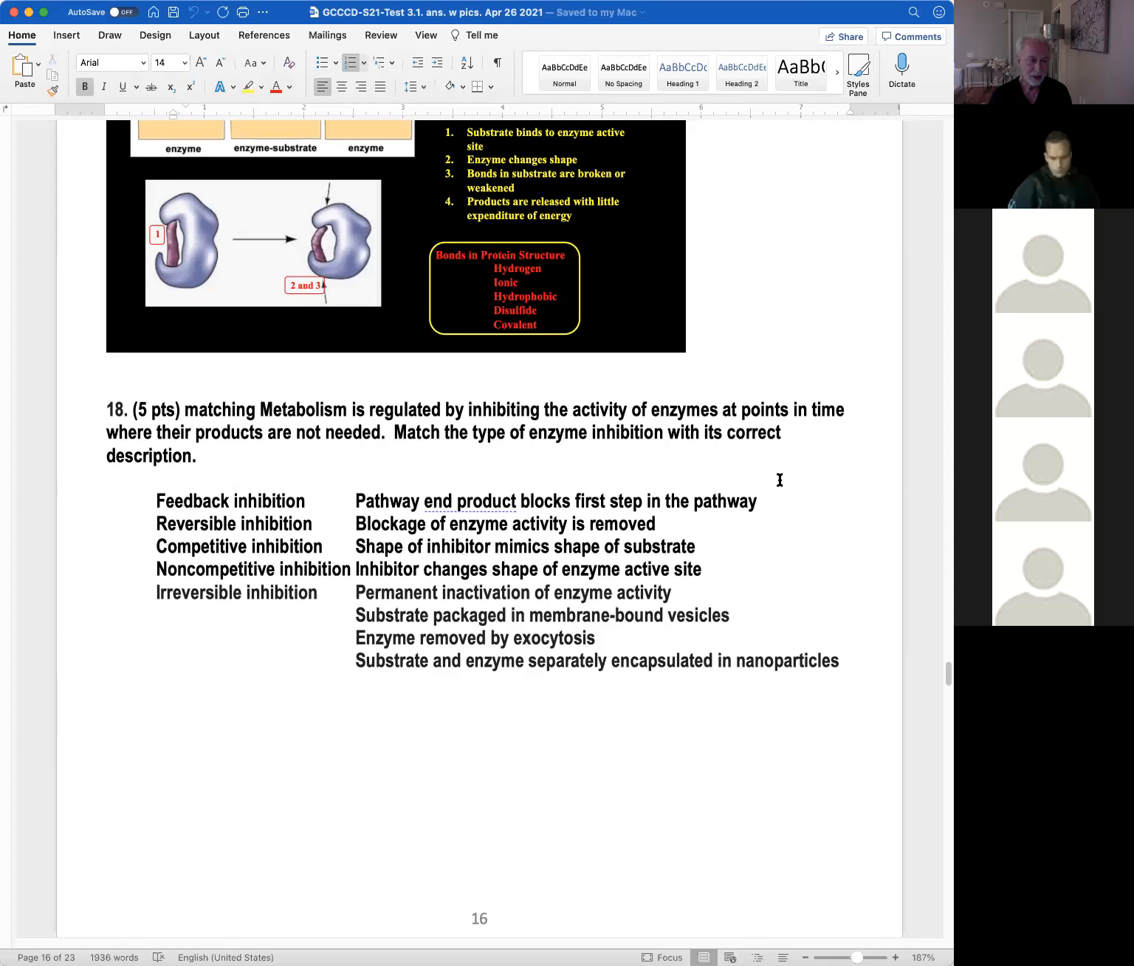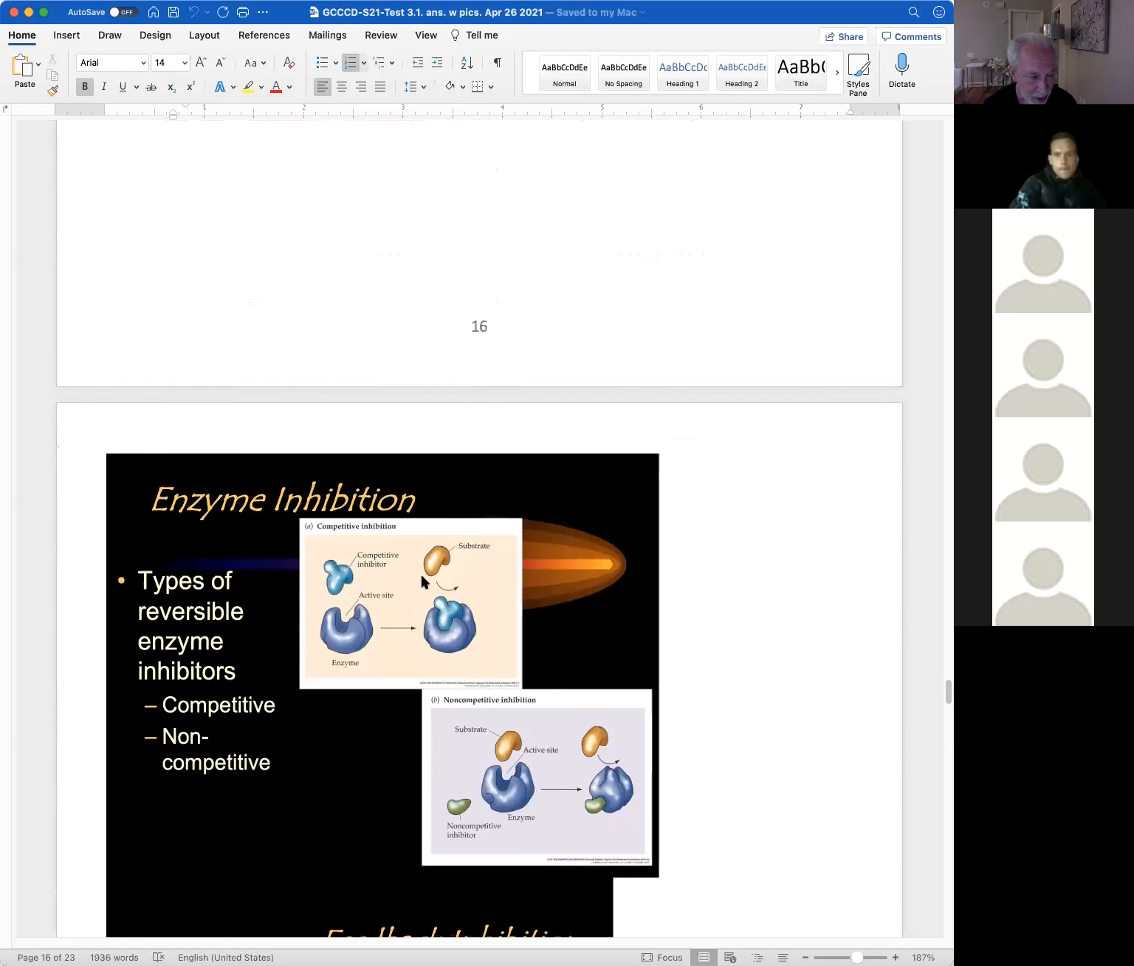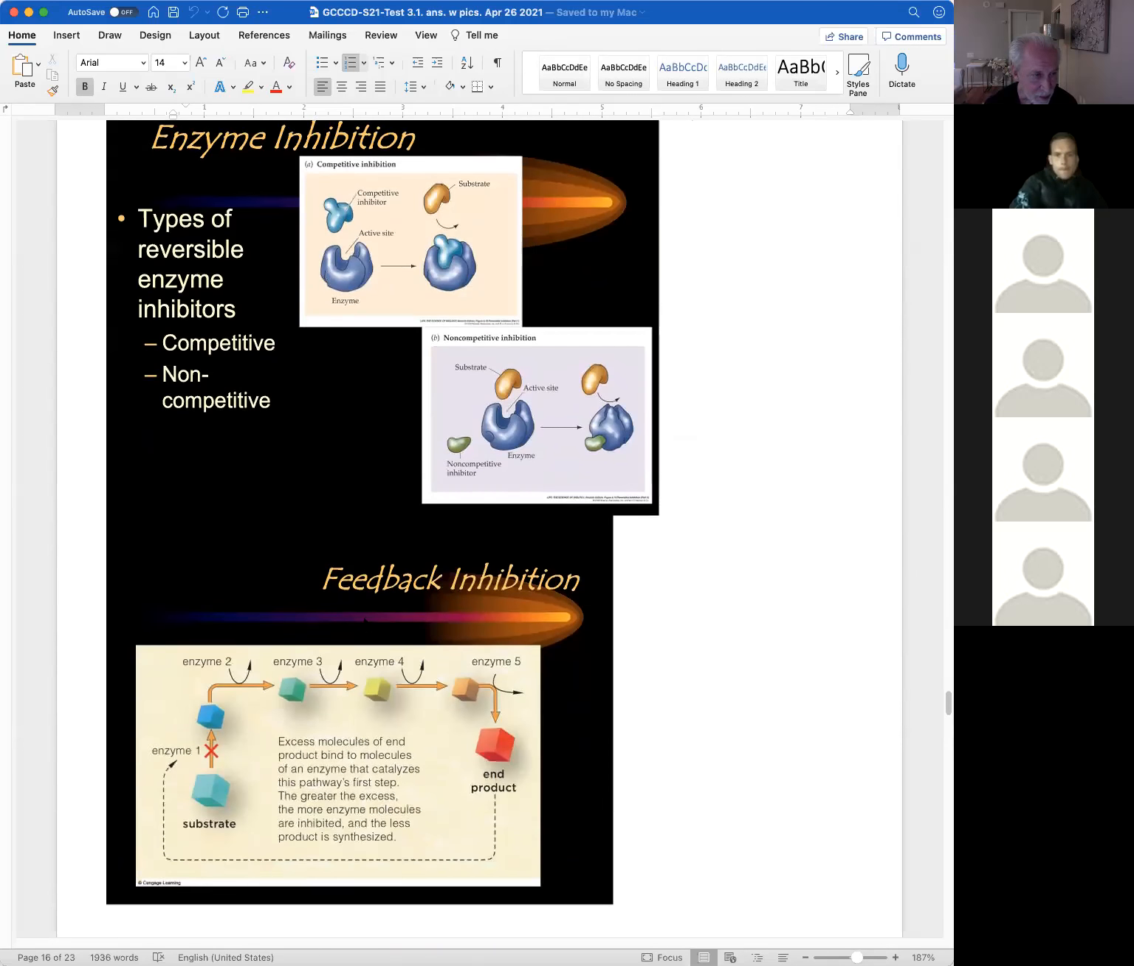I listed some of the possibilities here on the left, and I wanted you to match up how that mechanism works with something on the right. So feedback inhibition, the end product blocks the pathway. Reversible inhibition, competitive and non-competitive, and irreversible inhibition. And those come back to these illustrations.